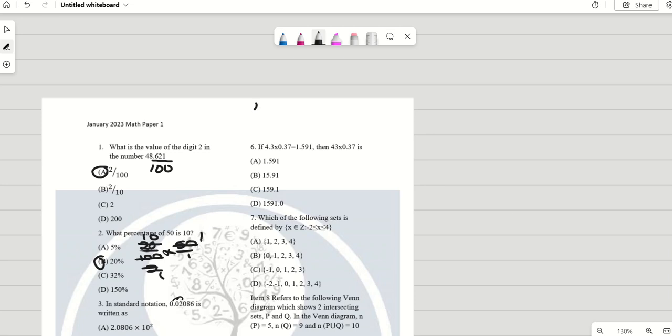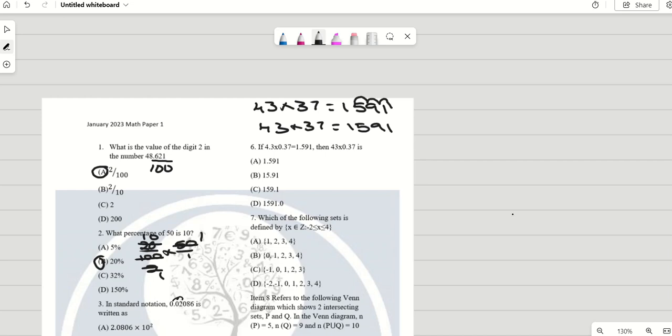So let's see, we have 4.3, which is 43, multiplied by 37 is 1591. Let's see if the next one is the same thing. 43 multiplied by 37 would still be 1591. So we remove the decimal points. Now let's count how many digits there are after the decimal point in the first one. 1, 2, 3. So we could see that we had to shift it 3 times.